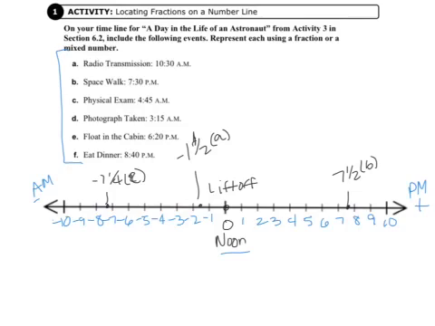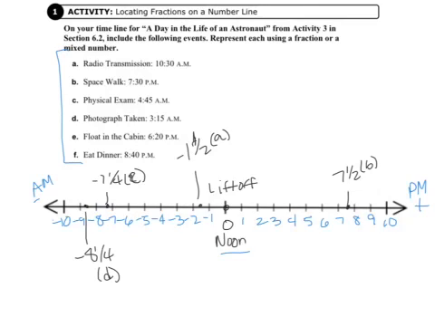And then letter D is at 3:15 a.m. So since we know that -8 is 4 o'clock, then we keep counting and we know that -9 is 3 o'clock. And if we think of -9 as 3 o'clock, and then we just go 15 minutes more, that puts us at -8 and 1/4. So let's be sure we label that. -8 and 1/4 is letter D.